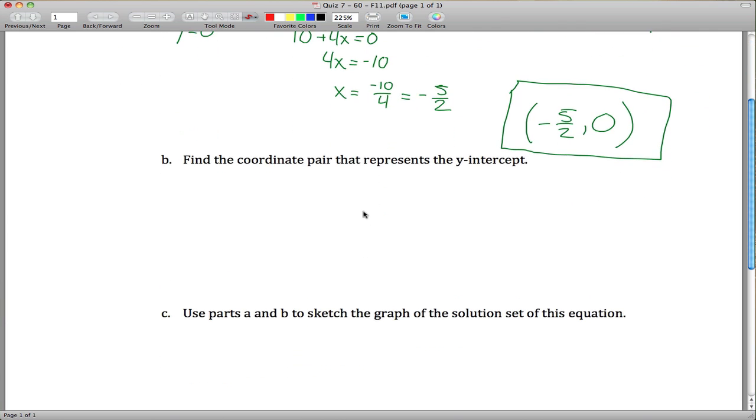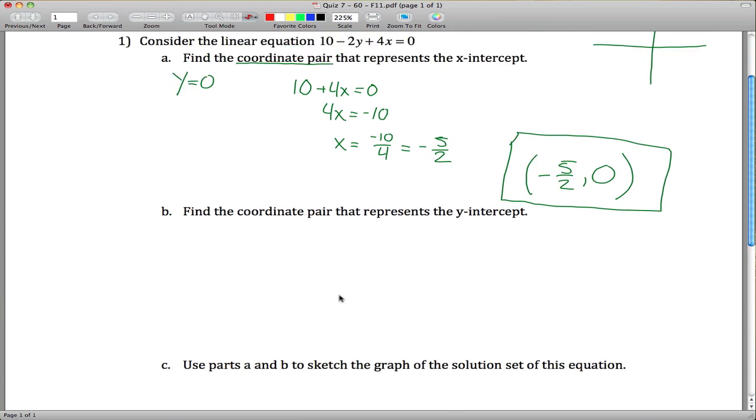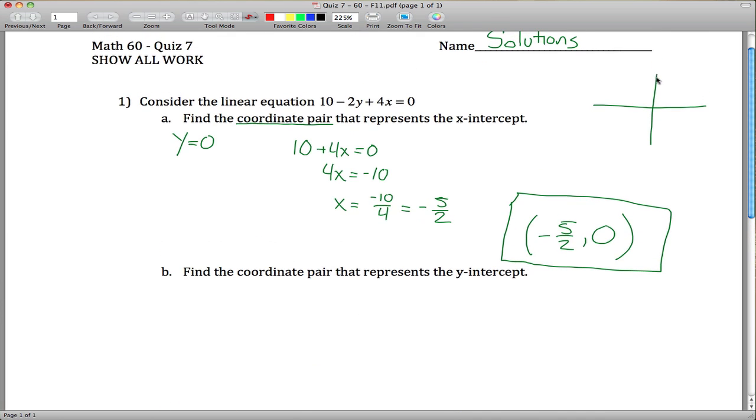All right, part B is pretty similar, except now we want to find the y-intercept. So that's saying when do we cross this y-axis right here, this vertical number line. And that happens when the x value is equal to 0. So we're like, all right, x equals 0. Look up at our equation. If x equals 0, this will just go away. And all we'll be left with is 10 minus 2y equals 0.